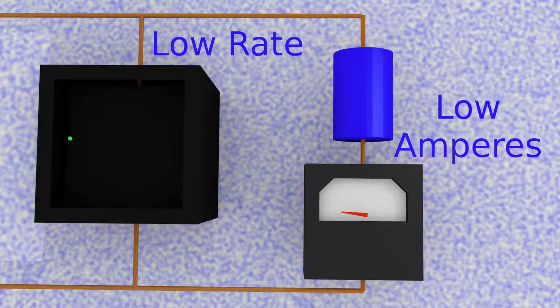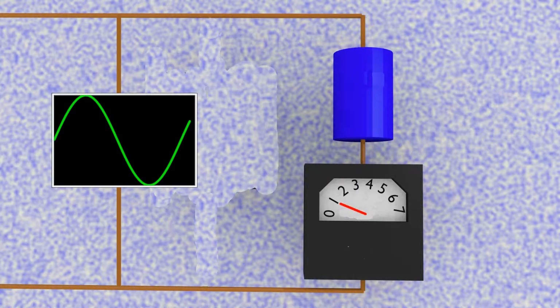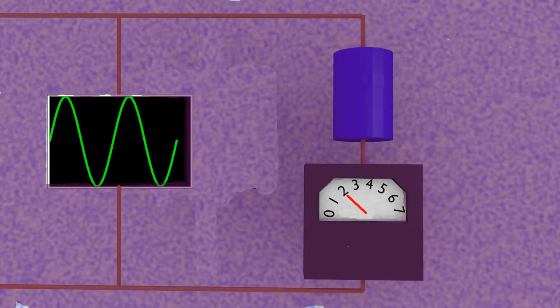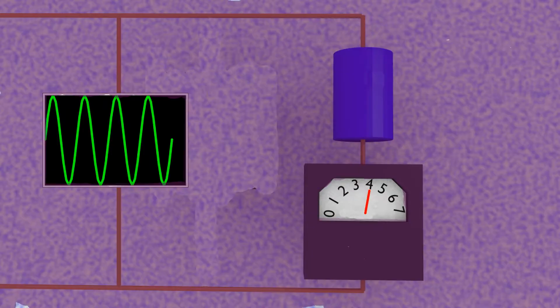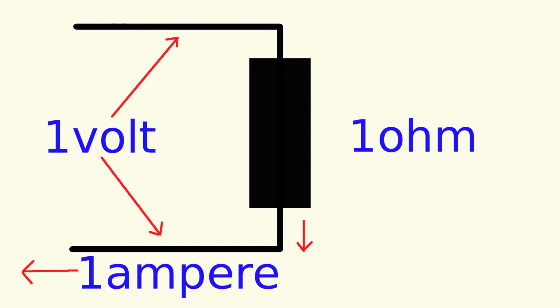In the time view, the faster the rate of change, the more volts per second, the more easily current flows through. In the frequency view, the higher the frequency, the more cycles per second, the more easily current flows through. Let's look at some numbers. In the case of a resistor, a circuit with 1 volt across a 1 ohm resistor will have 1 ampere flowing through it.